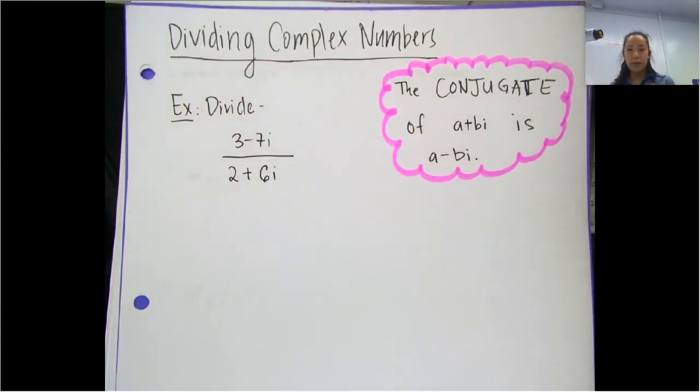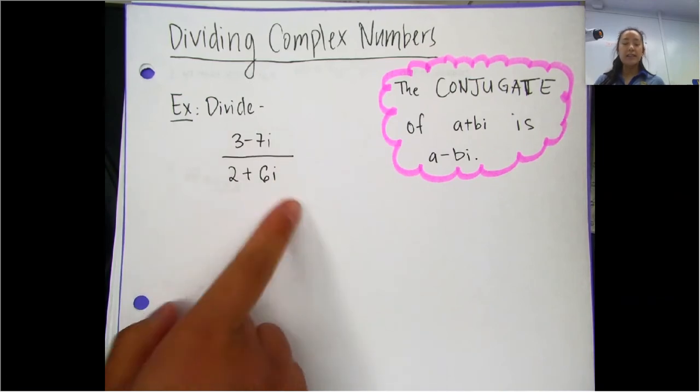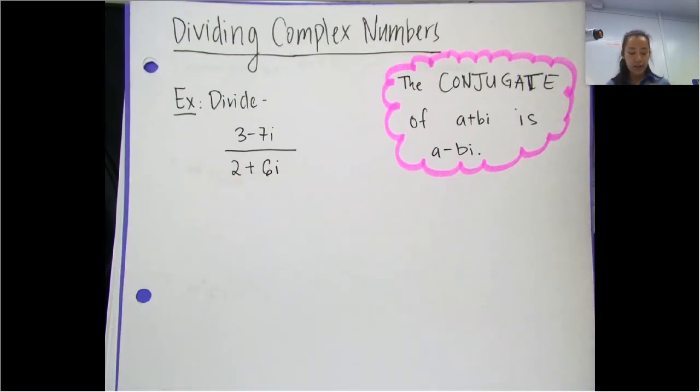Okay, so we're going to do 3 minus 7i divided by 2 plus 6i. So for those of you who think that you can simplify this by just doing, let's just do 3 over 2 and 7i over 6i, that is not okay. Do not do that. You cannot do any kind of thing like that unless it's multiplication, but here it's addition here in the denominator.